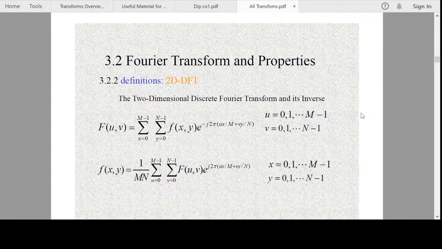There you can see f of u comma v, the DFT formula, and the inverse DFT, from which you will get the original image f of x comma y.